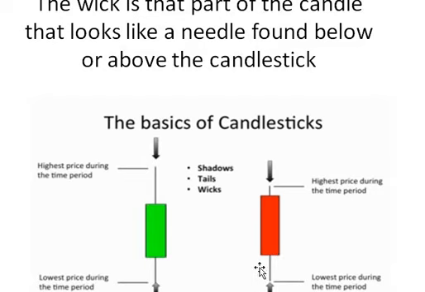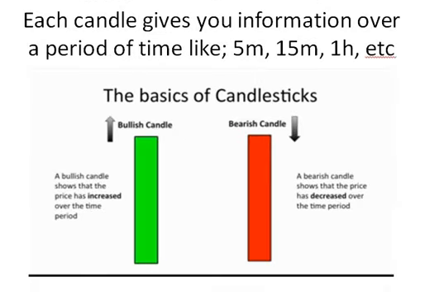So now let us proceed. What you need to know here is that the wick is that part of the candle that is like a needle. You can see it there. It also gives you information. Understanding the wick is an advantage, because it shows you entry of buyers or sellers, depending on what you are looking at. Let us proceed.